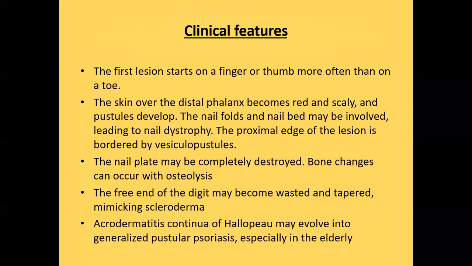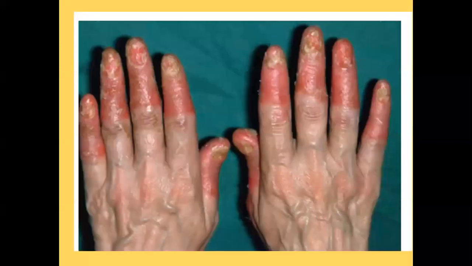The proximal edge of the lesion is bordered by vesicular pustules. The nail plate is completely destroyed and bony changes occur with osteolysis. The free end of digits becomes tapered and wasted, just like we see in systemic sclerosis. Acrodermatitis continua may evolve into generalized pustular psoriasis, especially in the elderly. So in this image, you can see the complete destruction of nails of all the fingers. However, the nails are retained on the thumbs.